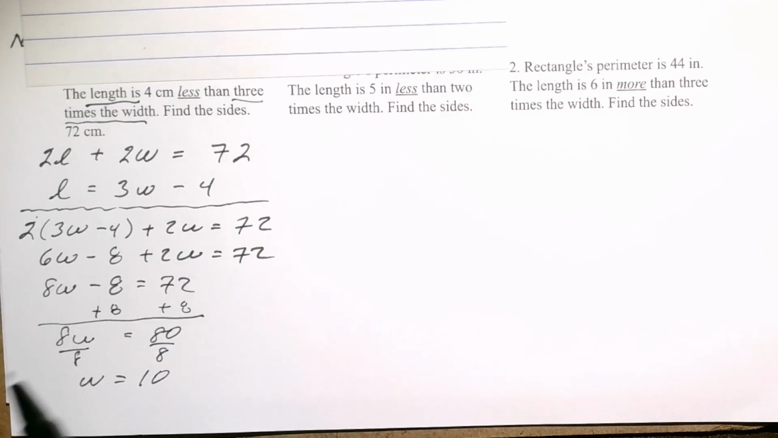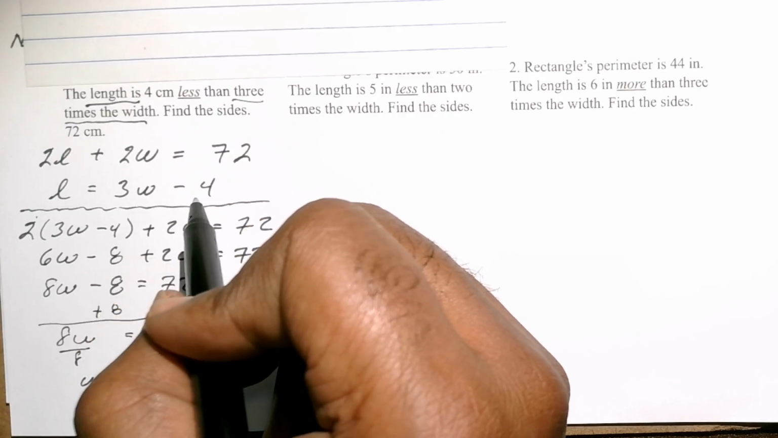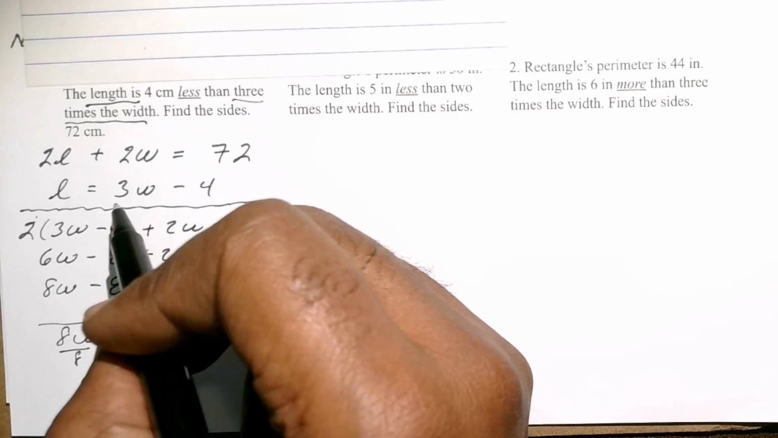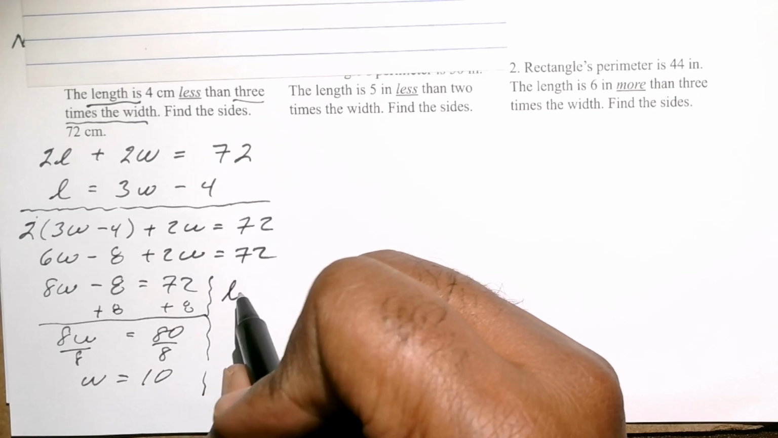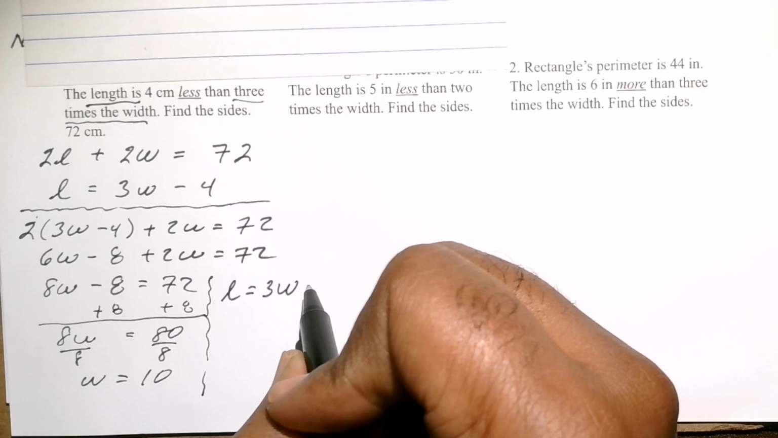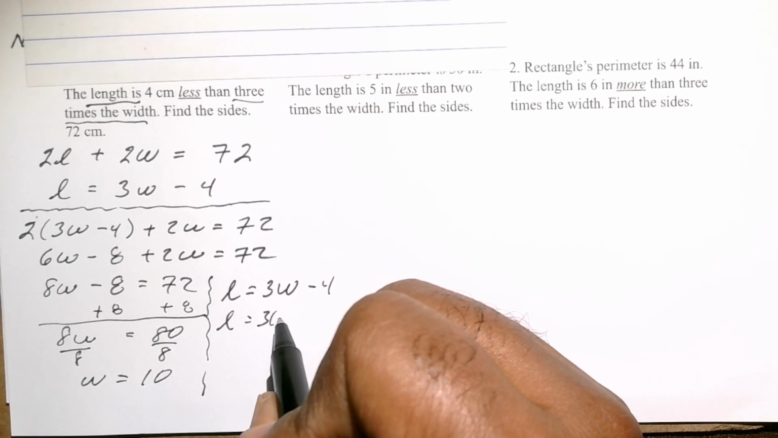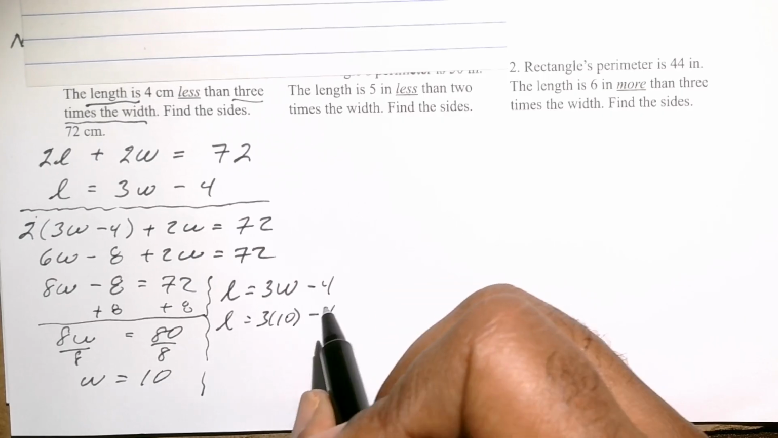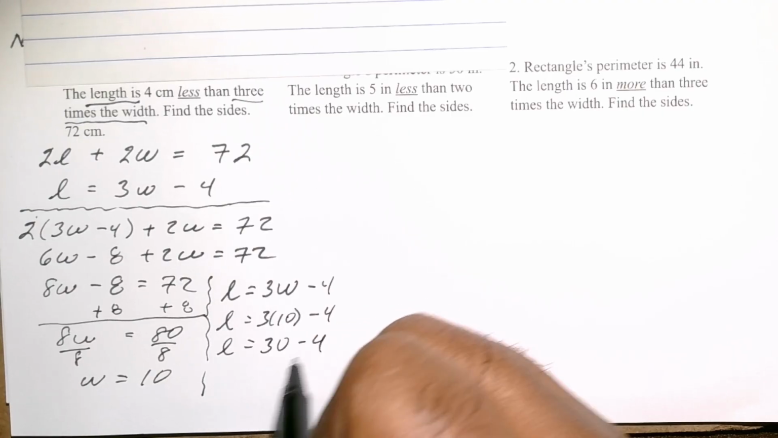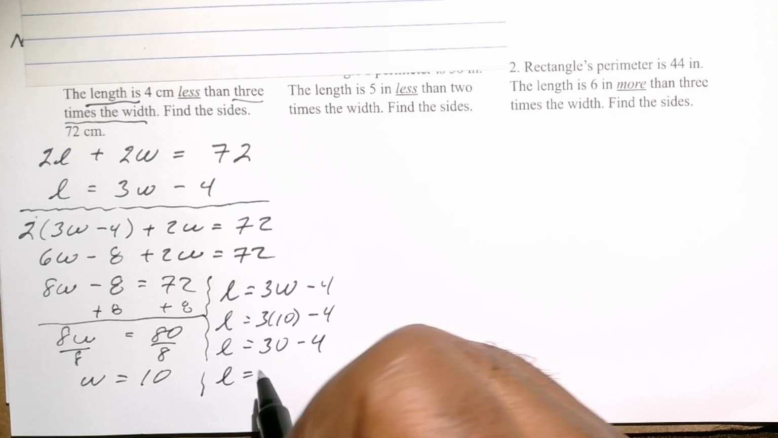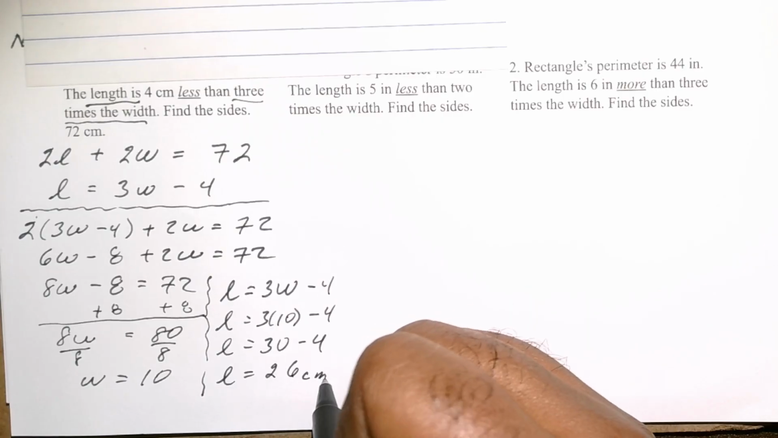Now, what is length? According to this, length is 4 less than 3 times the width. So let's find out what 3 times the width is. Let's get a little separation here. So L equals 3 times W minus 4. And so this is going to be 3 times 10 minus 4, which is the width. And this is going to become 30 minus 4. And this is going to become L equals 26. And this will all be centimeters.